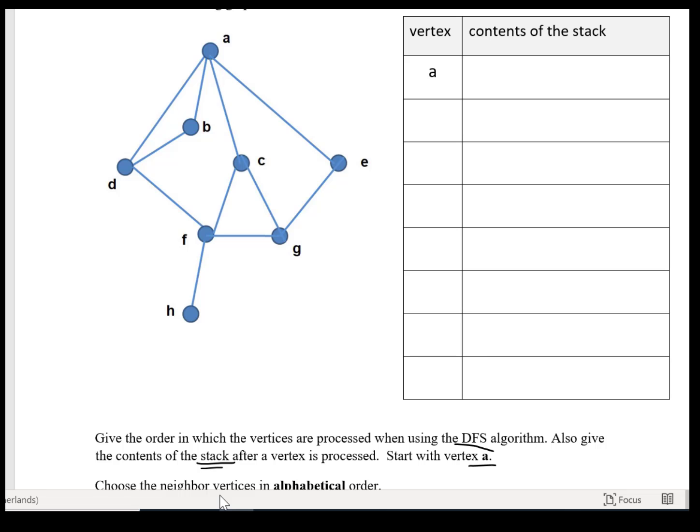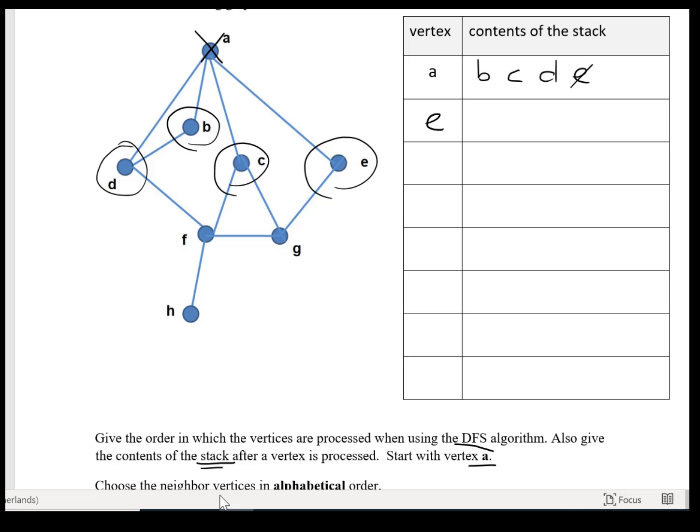And then, again, just like we did in the lesson, if we've processed a vertex, let's cross it out. And if we've put it on the stack, then let's circle it. So the neighbors of A are D, B, C, and E. And we have to put them in alphabetical order, so that means B, C, D, and E. Okay, we process the one that was put in last, so that would mean E. So we're going to process E.